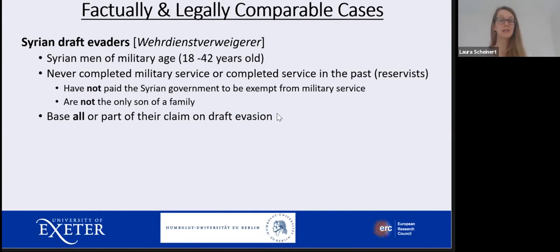So these cases are legally and factually comparable in that they are men of military age between 18 and 42 years old who have either never served in the Syrian military or have served in the past and are now reservists, and base all or part of their claim on draft evasion, that is, that they left Syria for the purpose of avoiding conscription. There are a few exceptions, which you can read in the small print on the slides.